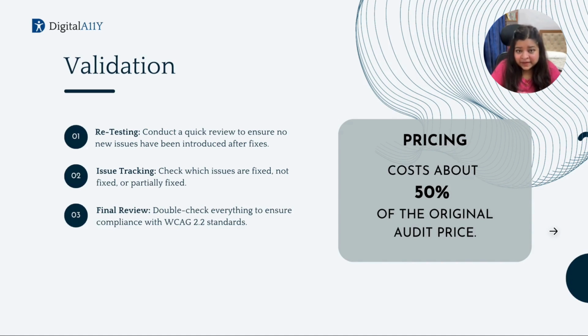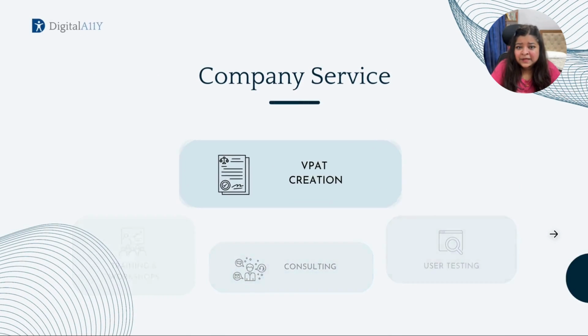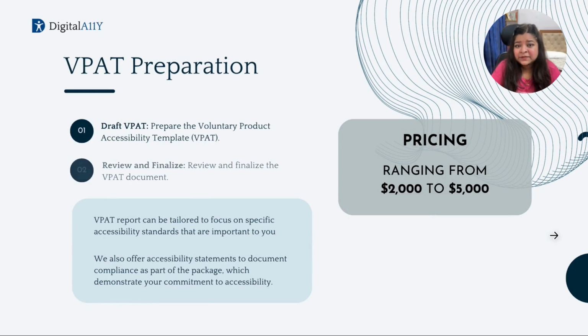Next up is our VPAT services, and you might be more familiar with this as ACR creation. Now, VPAT, or Voluntary Product Accessibility Template, is a blank template filled in to create an accessibility conformance report. A VPAT demonstrates your commitment to accessibility, ensuring your product can be used by people with a wide range of disabilities. It also helps you meet legal requirements and improves your brand reputation. Now, the cost for VPAT depends on the complexity of your product and product scope, generally ranging from $2,000 to $5,000.